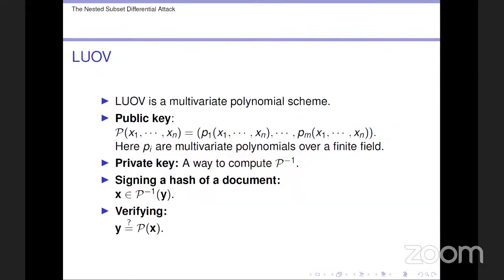So LUOV is a multivariate polynomial scheme. This means that the public key P is an M-tuple of multivariate polynomials over a finite field. We'll say that we have M polynomials and N variables. The private key is a way to compute P inverse, by which we don't necessarily mean it's invertible, but we have a way of finding preimages, and we use that notation. When signing the hash of a document, it's just finding one of these preimages. So if Y is the hash of a document, the signature X is a preimage of Y. The verification process is just seeing that Y is indeed the output of X.